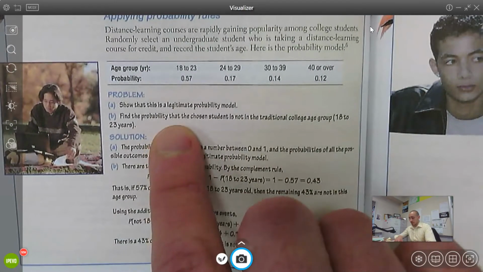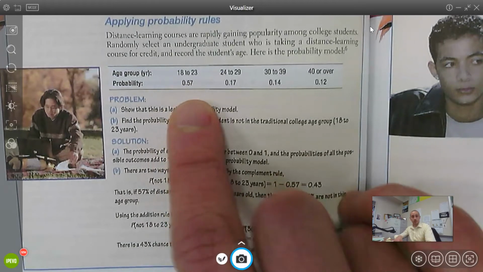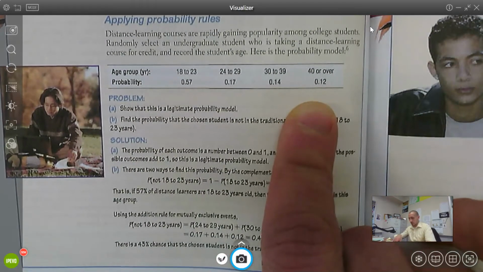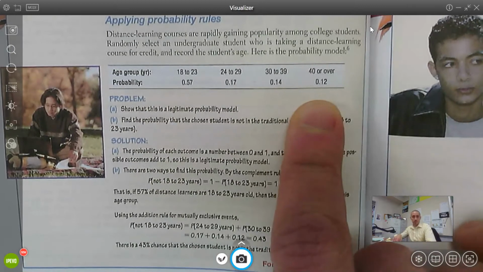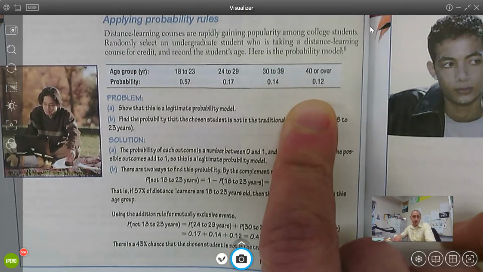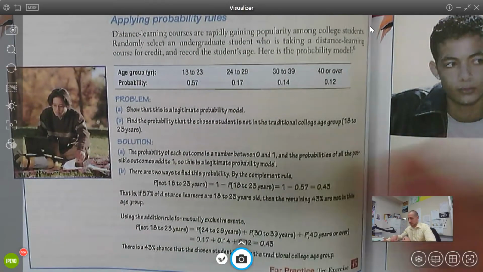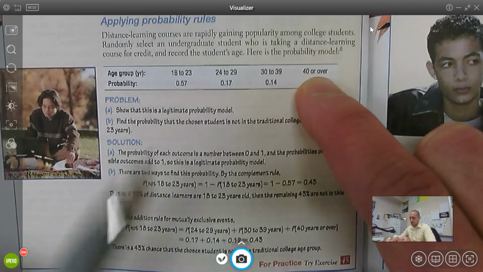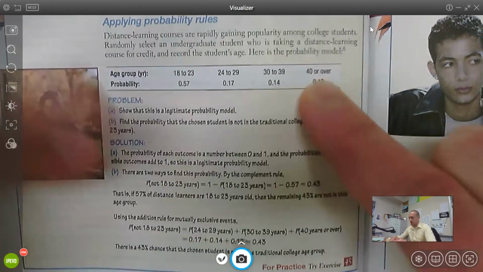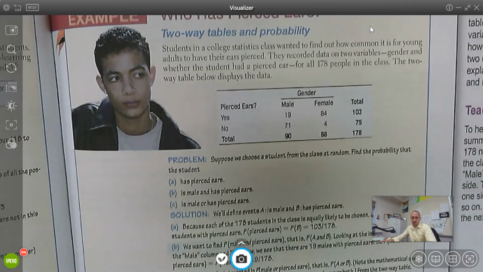All right, so here's a probability model. How do you show if this is a legitimate probability model? Two things. The probabilities have to sum up to 1. In this case, they do. And all of the probabilities have to be between 0 and 1, which they are. So this is a valid probability model. Check. They could ask you to find probabilities, like if this was not here, you could add these up and subtract from 1 to figure it out. Pretty basic stuff.